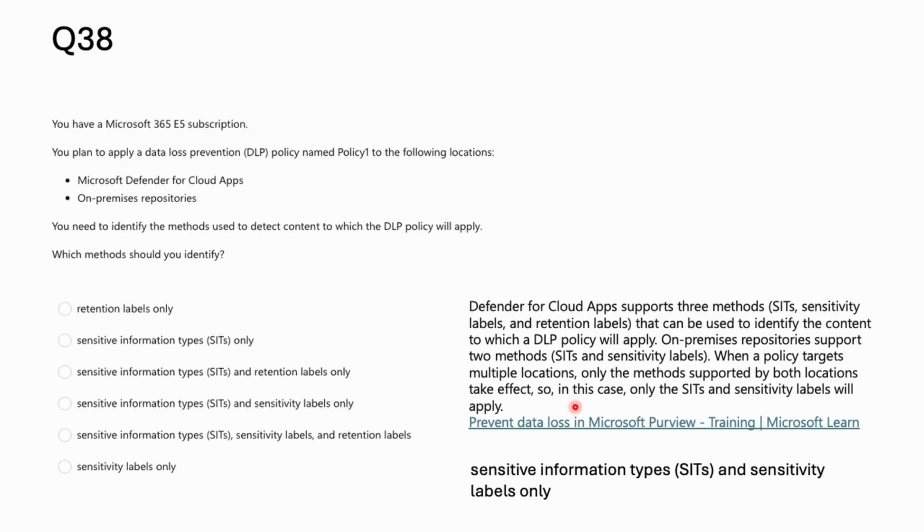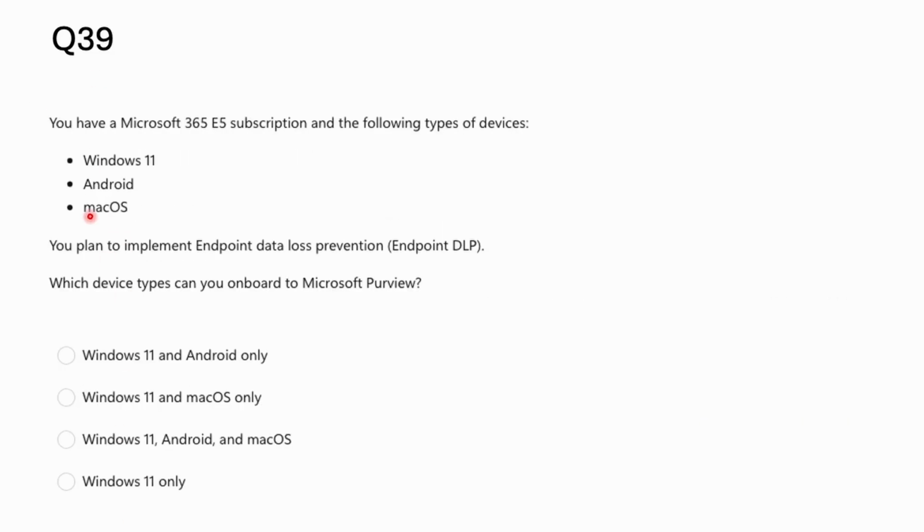That's the correct answer. Let's explore question number 39, where it says you have a Microsoft 365 E5 subscription and the following types of devices: Windows 11, Android, and macOS. You plan to implement endpoint data loss prevention. Which device types can you onboard to Microsoft Purview?